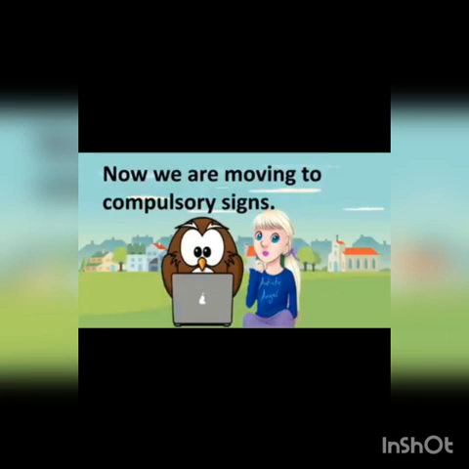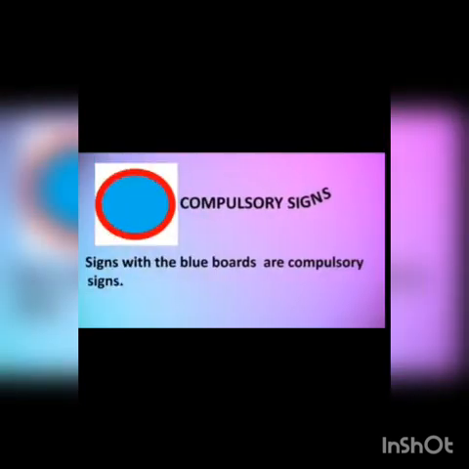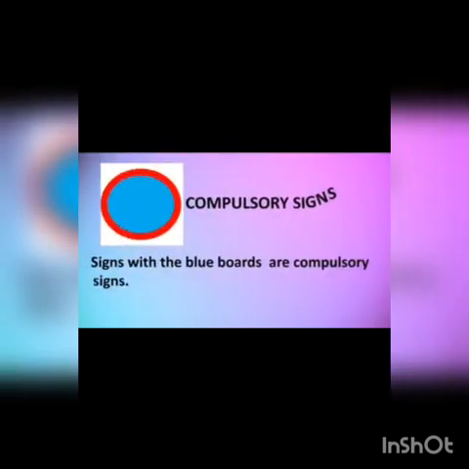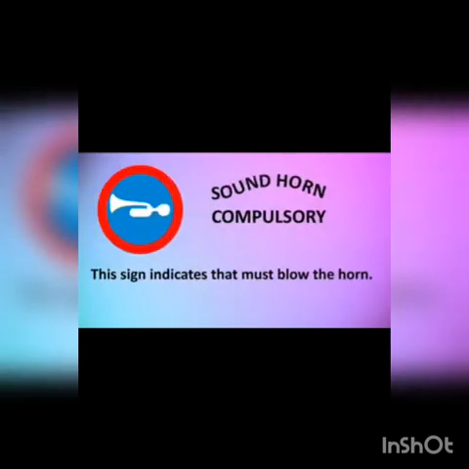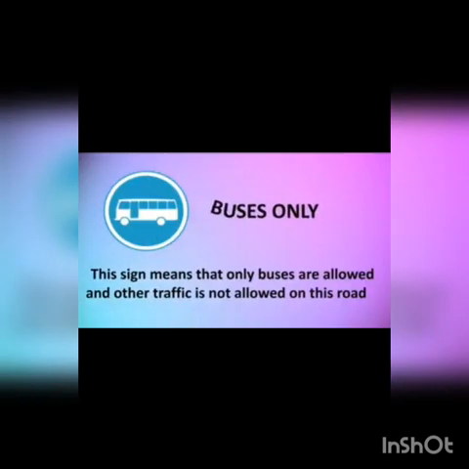Now we are moving to compulsory signs. Signs with the blue board are compulsory signs. Compulsory turn left: this sign indicates that vehicles are permitted to proceed left only. Sound horn compulsory: this sign indicates that you must blow the horn.